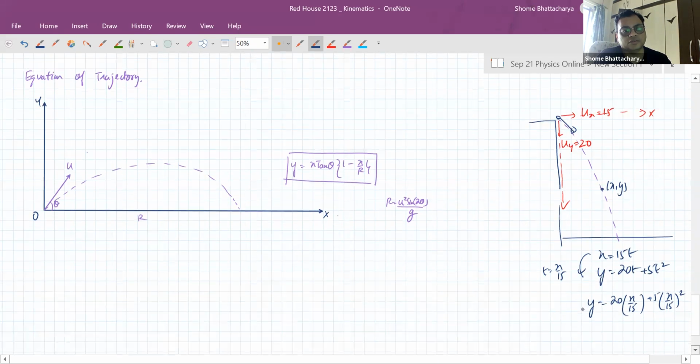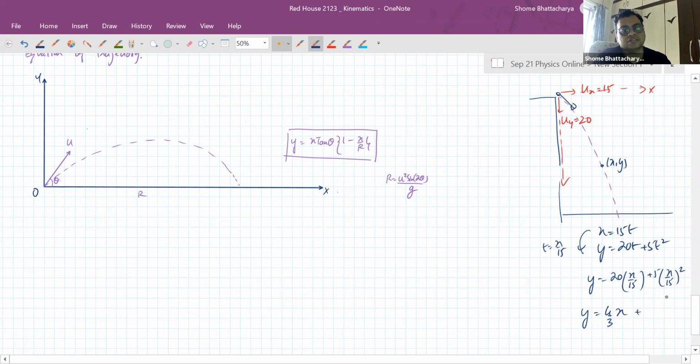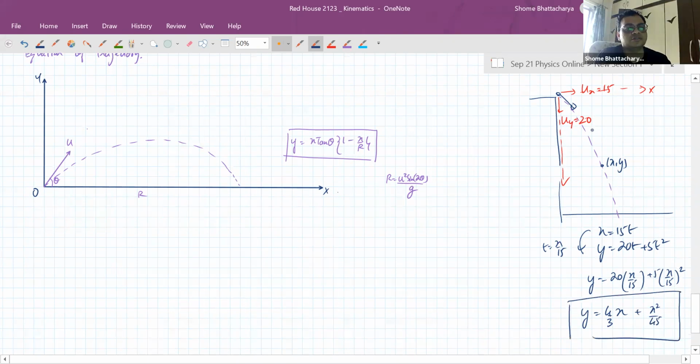So you can see we'll get y as 4 by 3 x, correct? Plus this will be how much? x squared by 225, but into 5. So that's x squared by 45. We'll get this equation. So this equation is now this curve's equation.